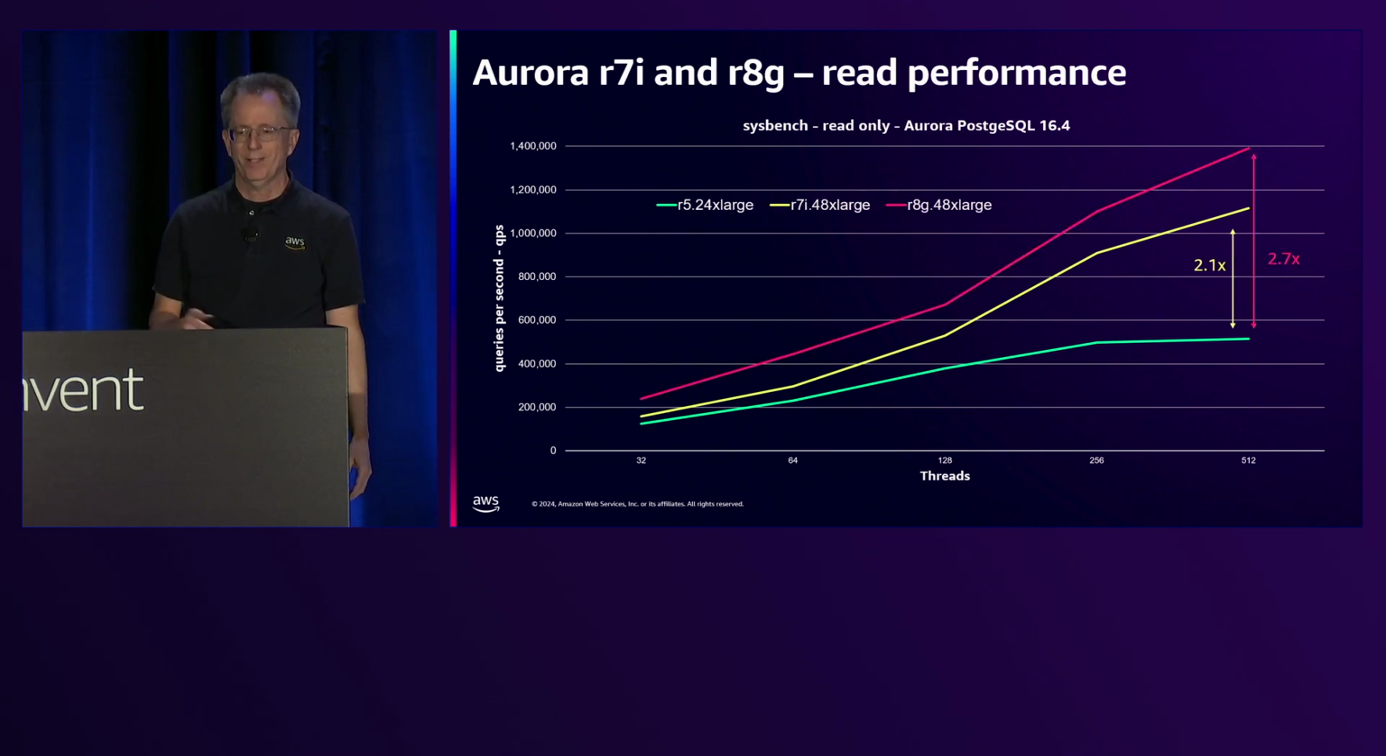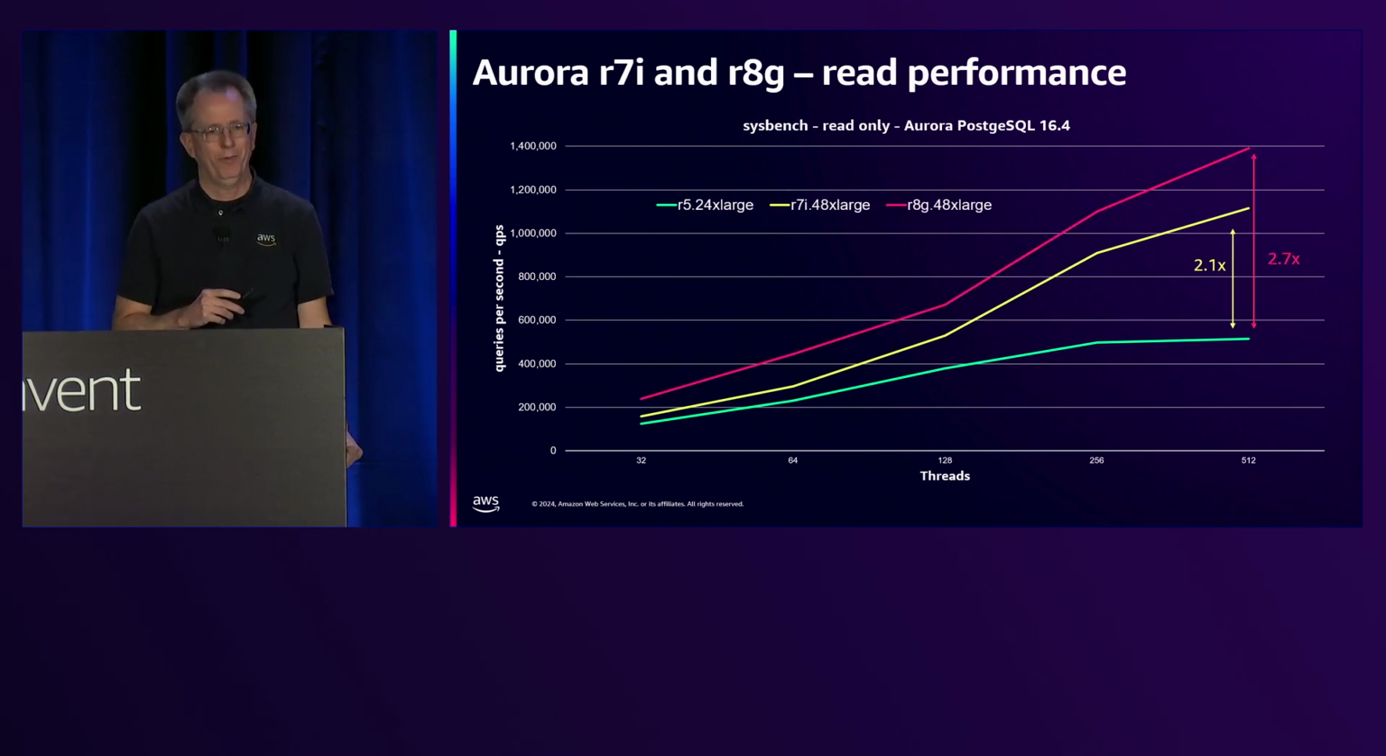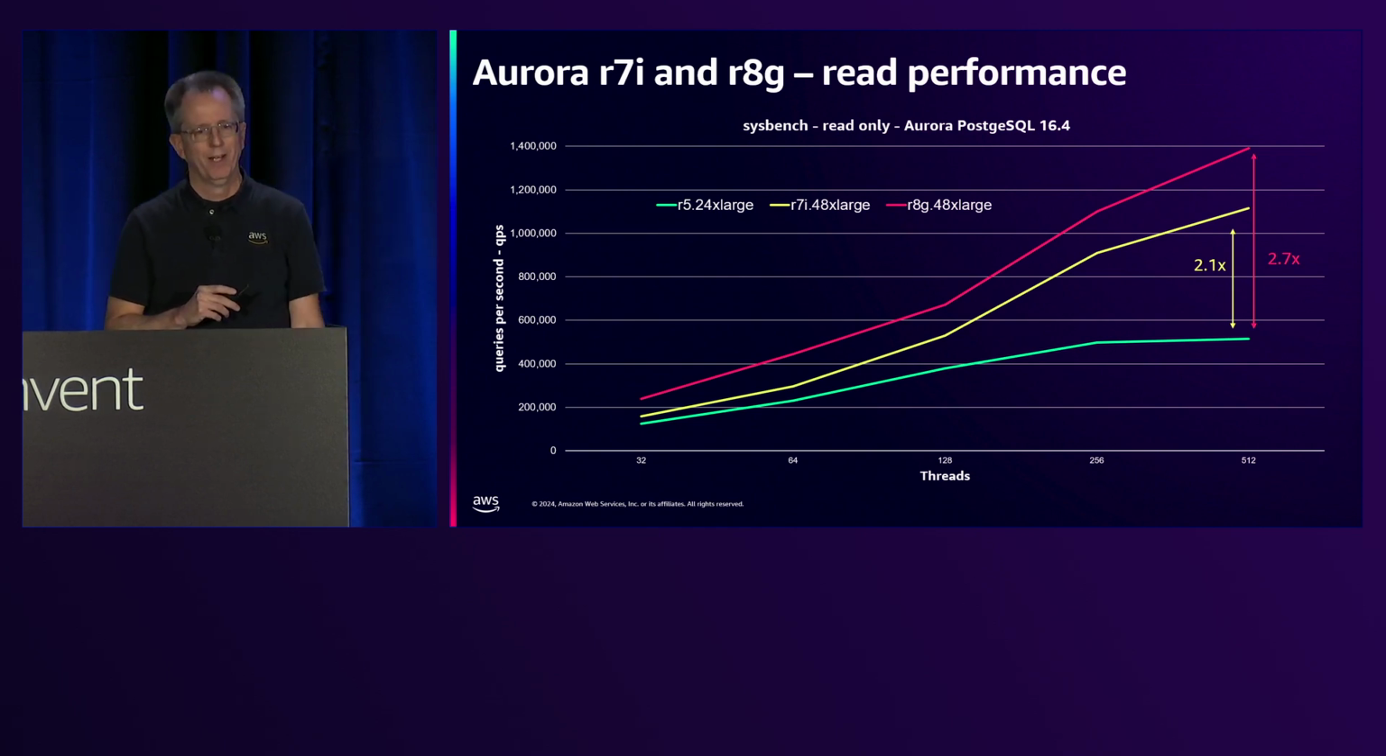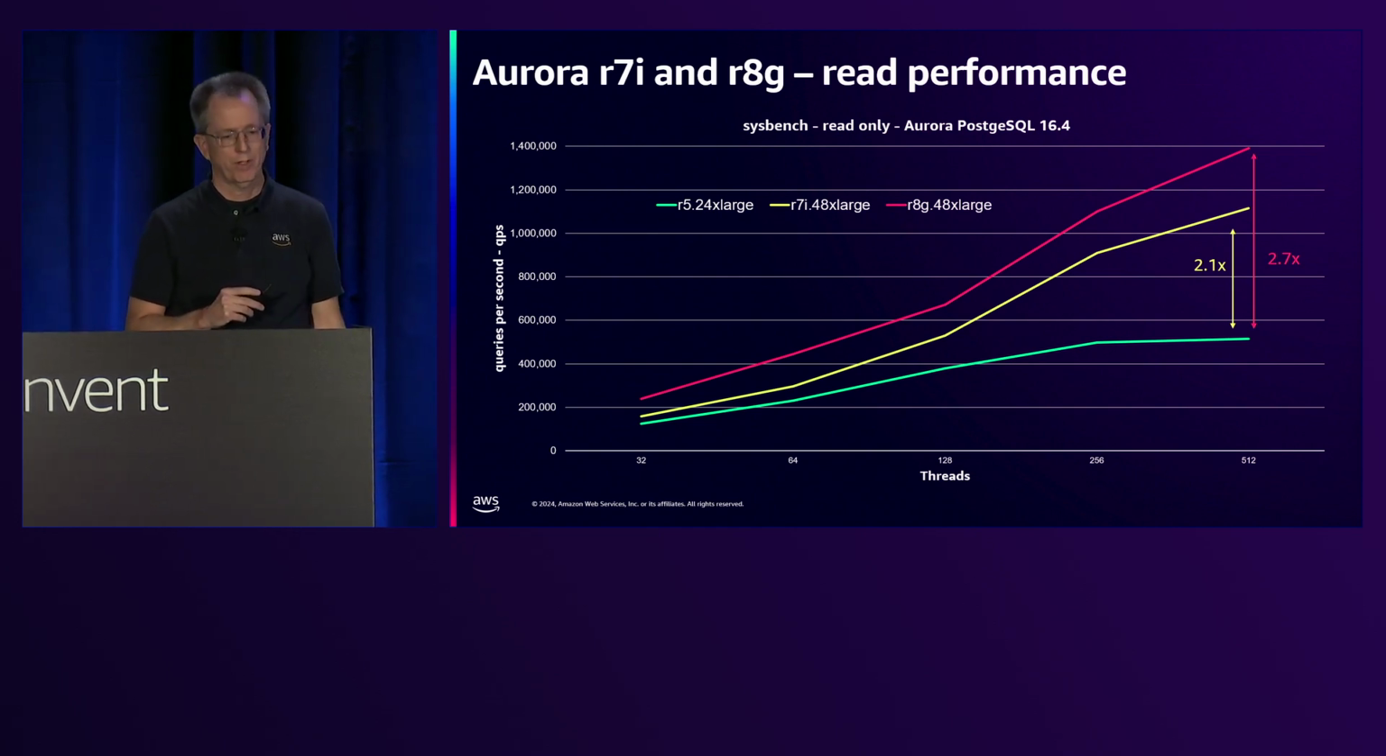But what's even better is the R7G, the Graviton instance is now available in a 48XL, and we get 2.7 times better performance, so almost 3x scale from where we were a number of years ago. So this is really nice.